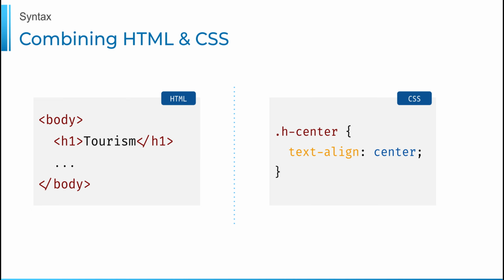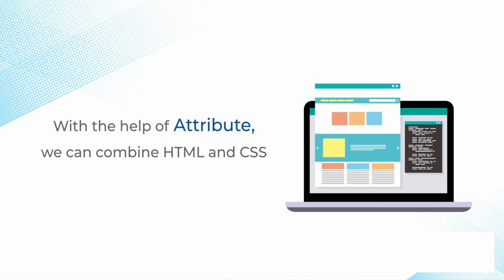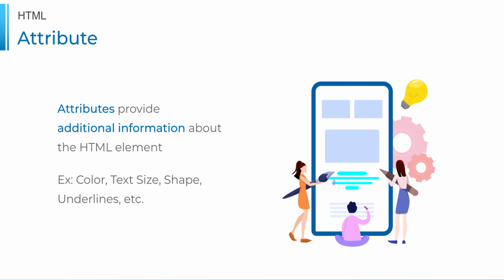The next step would be combining the HTML with CSS. So we combine them using an attribute, and this attribute is a new term that provides any additional information to an HTML element. Now, how to give this additional information by attribute?